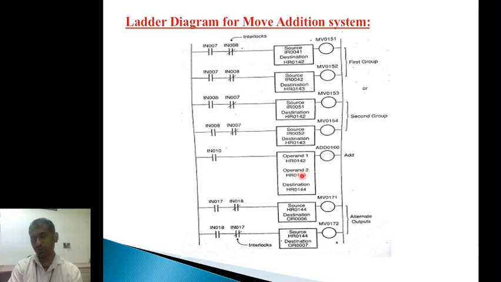In HR0142 and HR0143, the IR0041 value and IR0042 value are present now, and it performs the addition operation and sends the HR0144 data to the OR006. Why? Because here we have the IN017, and here IN007, and here IN007.